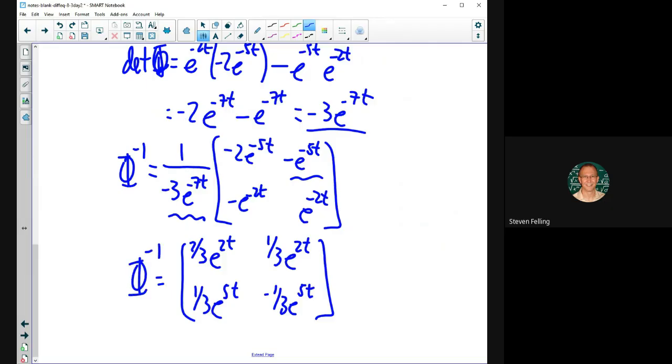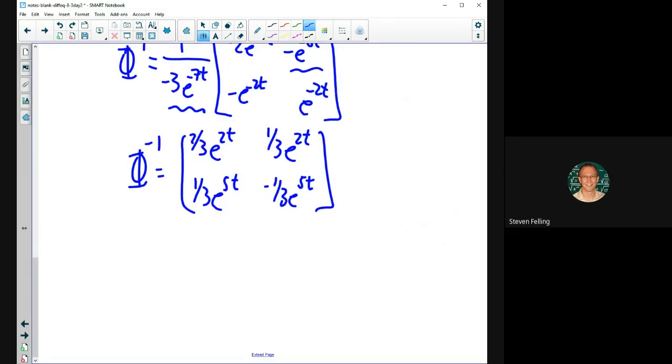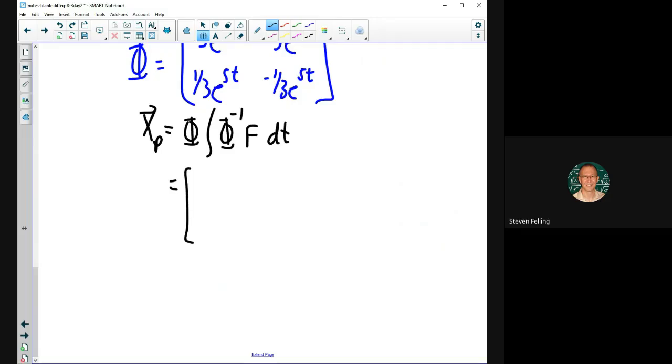Okay. Now we're ready to plug all that stuff into what we had. So here's the form again. Let me change colors. We know that the solution for the particular one is phi times the integral of inverse phi times f dt. Okay, so now let's plug these in. The phi matrix is going to be e to the negative 2t, e to the negative 2t, and the second column is e to the negative 5t, negative 2 e to the negative 5t.